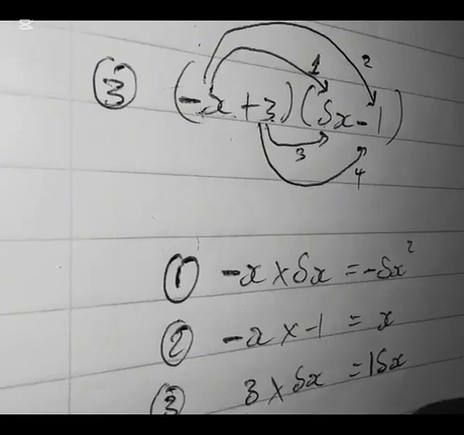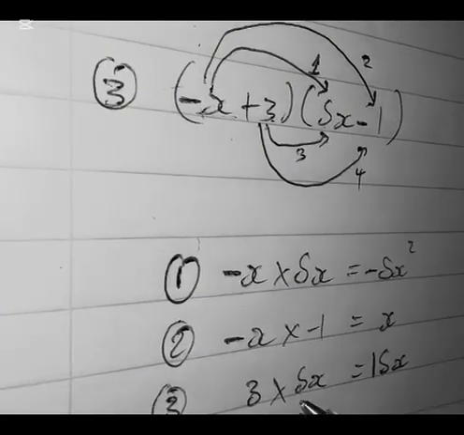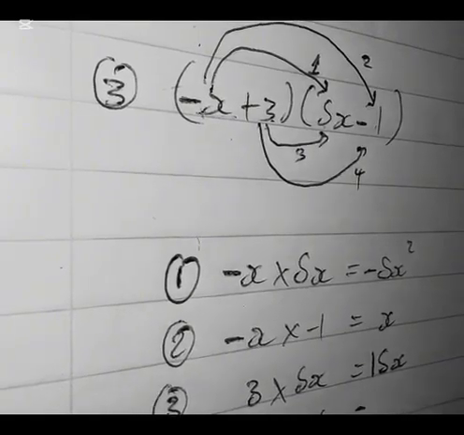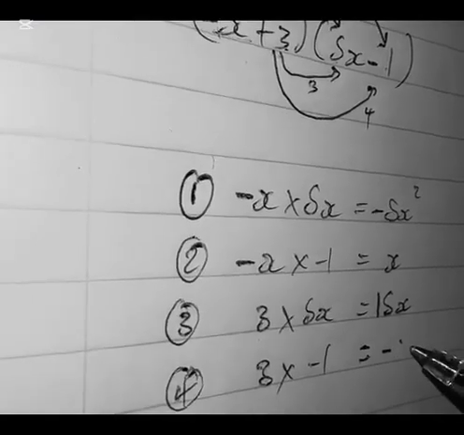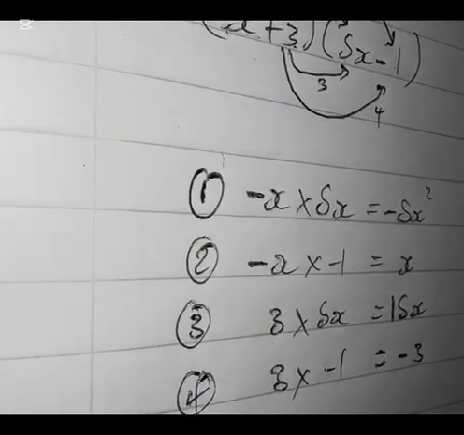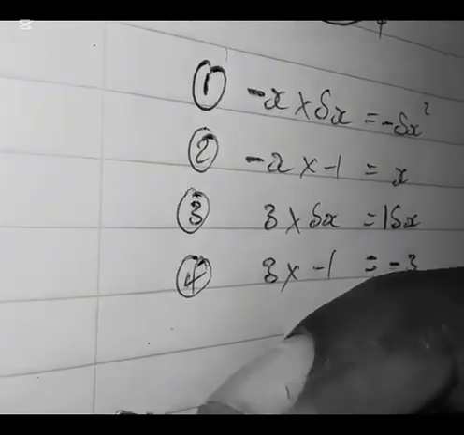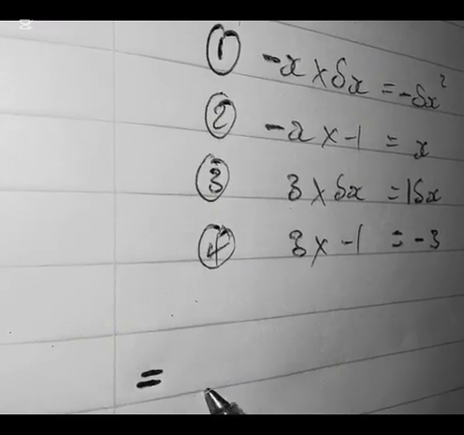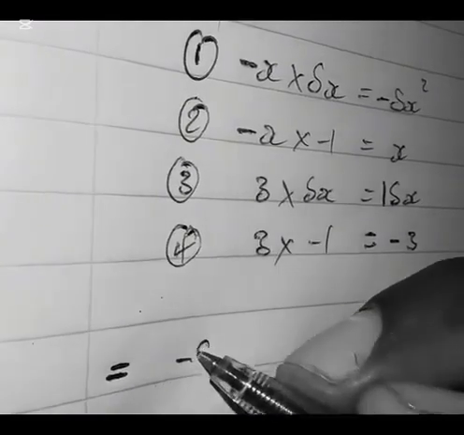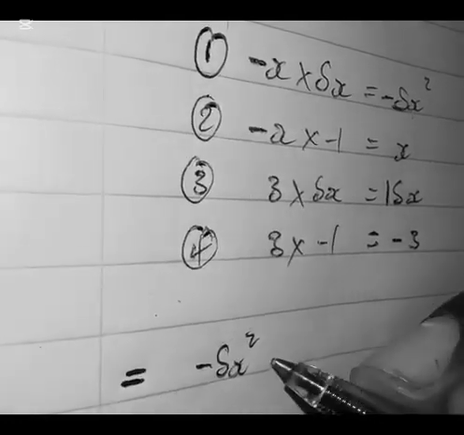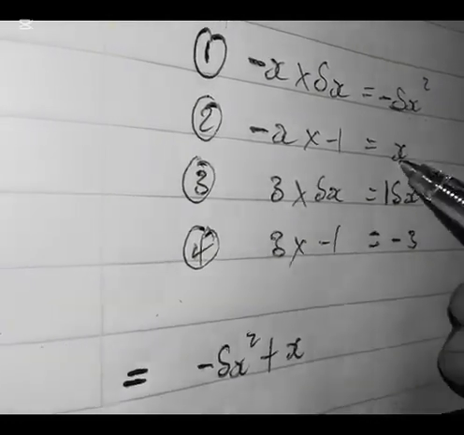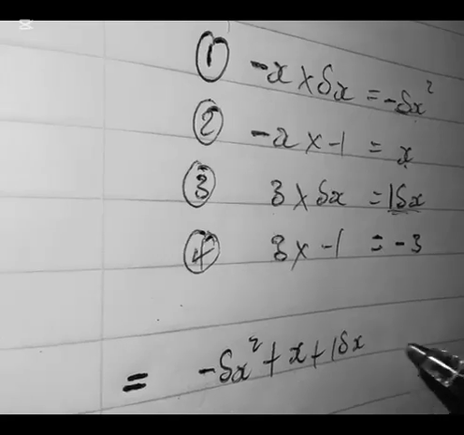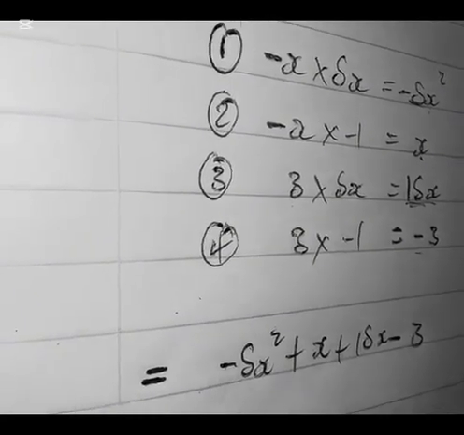Then number 4, our fourth root, we found 3 multiplied by negative 1, which gives negative 3. Okay, then from there, for this step, our first term will be negative 5x squared, this one. Then the second term is x, this one. The third term is 15x, this one. Then the fourth term is negative 3.